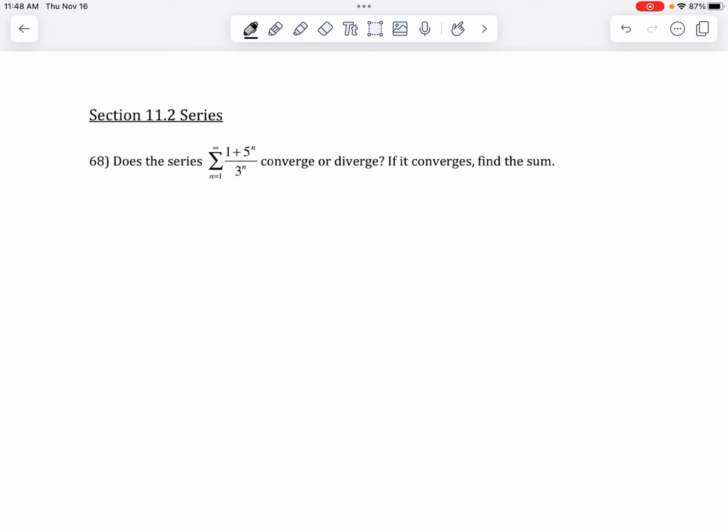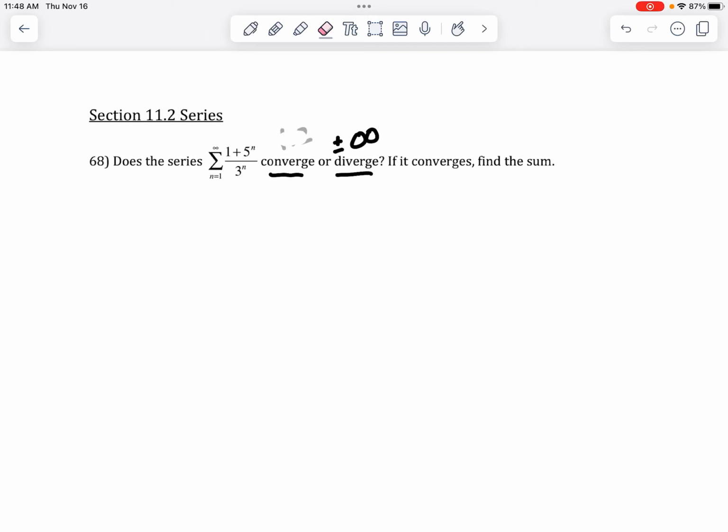And now for section 11.2 series, where we actually add up all of these fractions. So when you add up all of these fractions, does it converge and actually equal a number like 1.2? Or does it diverge and go to infinity? Or it could go to negative infinity.